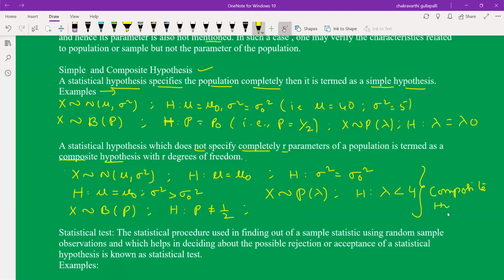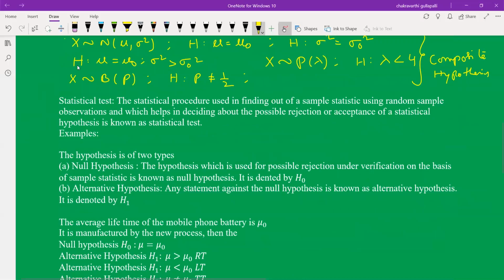Composite hypothesis. So these two examples are simple hypothesis. Simple and composite are over. Next one, statistical test. That is very, very important.